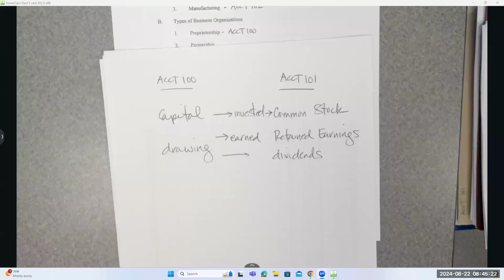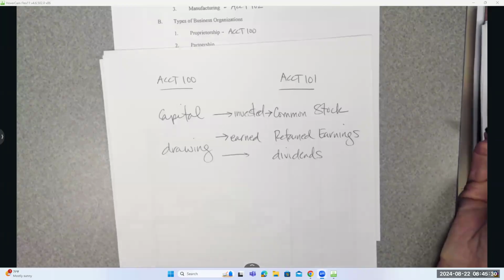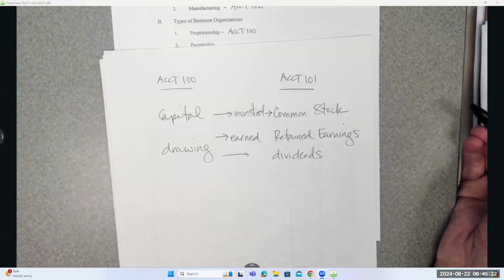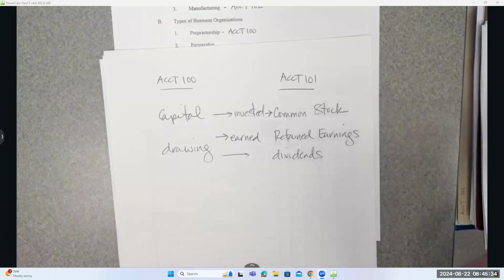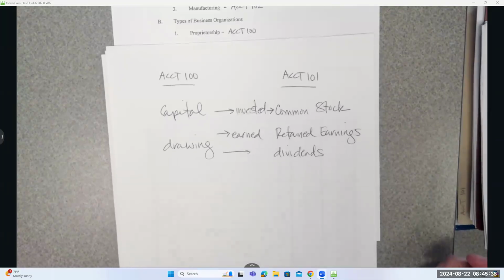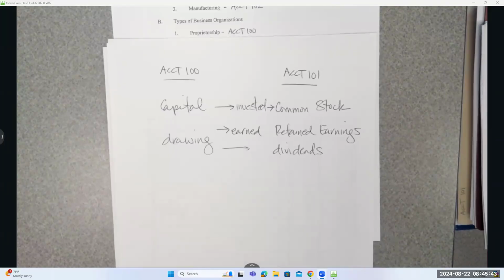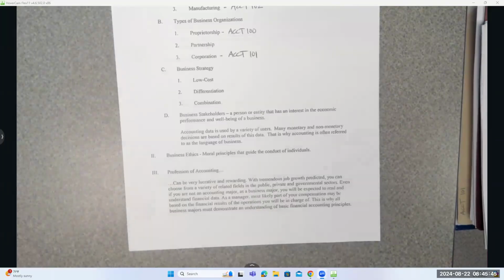And again, at this point until chapter 11, this is really not going to come into play except for the name change. How it works is still the same. All the other day-to-day transactions are still the same. Everything else is the same, except our equity section of our balance sheet. So that is the one change from 100 to 101 that will affect chapter 1.